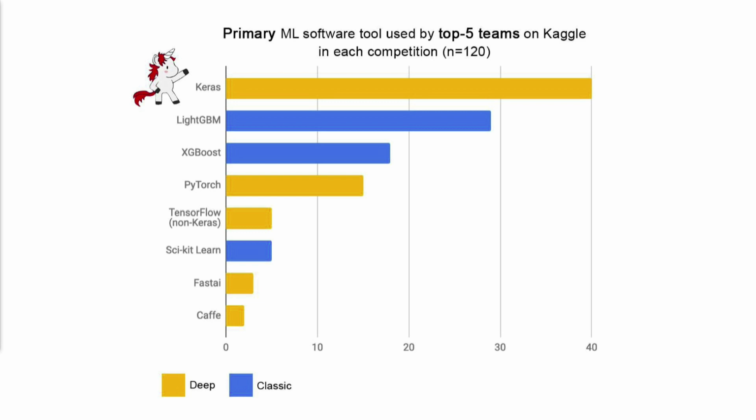So a few weeks ago, we ran a survey where we asked top competitors in Kaggle. So teams that finished in the top 5 of a competition on Kaggle over the past few years, we asked them what was the primary machine learning software tool they used. And Keras is actually the most commonly used library among top 5 teams, right? And I don't think that's just happenstance. I think that's really because Keras is just following these very simple best practices, and you can follow them too. It's not magic. It's actually just a very small set of rules.